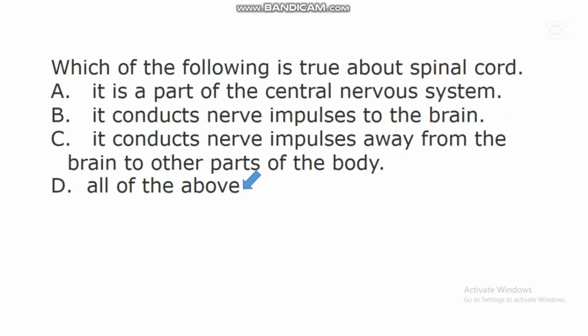All of the above. The spinal cord is a part of the central nervous system, and this spinal cord contains a lot of nerve cells, and because of that, the spinal cord helps in conducting nerve impulses to the brain, and it also conducts nerve impulses away from the brain to other parts of the body.